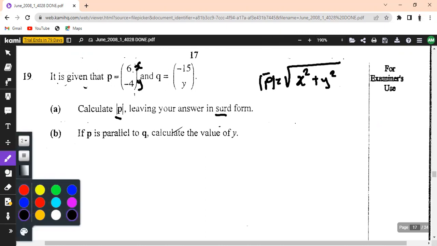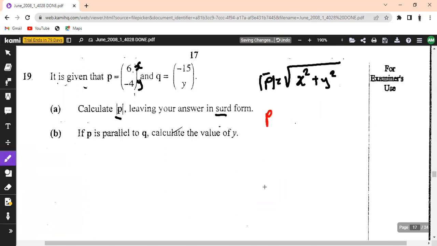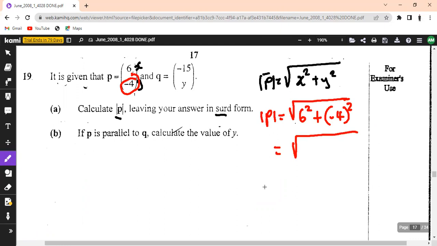So in this case, we are going to have the modulus of P, which is equal to the square root of x, and this is our x, which is 6. So it's going to be 6 squared plus y, and in this case, this is our y, which is -4 squared. So just like that, we can simplify: 36 from 6 squared plus 16 from 4 squared. If I add these two, we are going to obtain 52. Yeah, that's it. So you can even leave your answer like that in surd form, or you can simplify further.